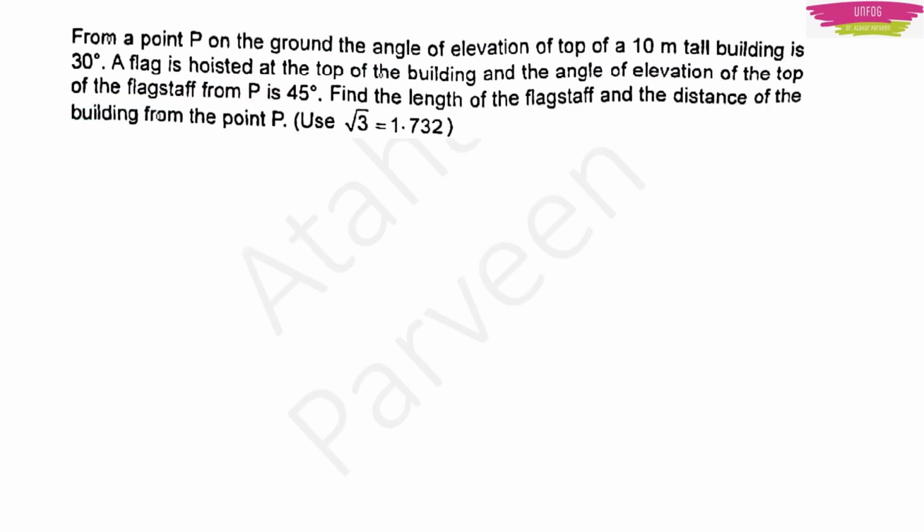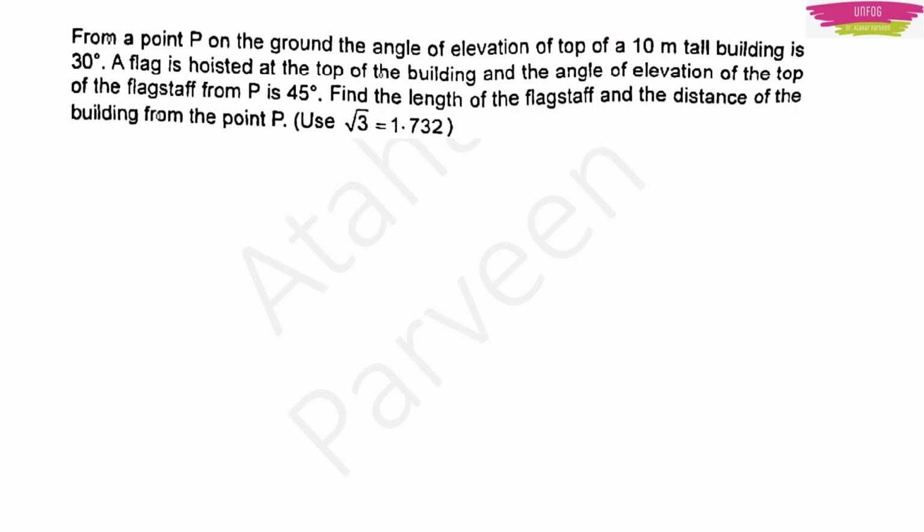And this is another question from your previous year question paper. The question is, from a point P on the ground, the angle of elevation of the top of a 10 meter tall building is 30 degrees. A flag is hoisted at the top of the building and the angle of elevation of the top of the flag staff from P is 45 degrees. Find the length of the flag staff and the distance of the building from the point P. Flag staff means that pole on which the flag is put.